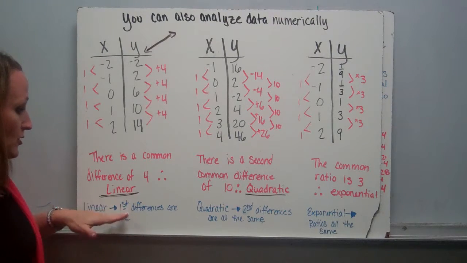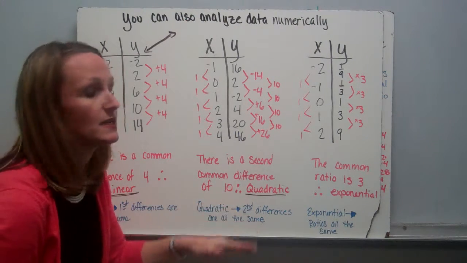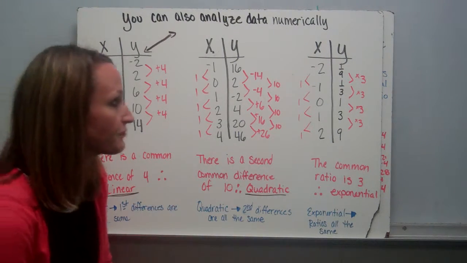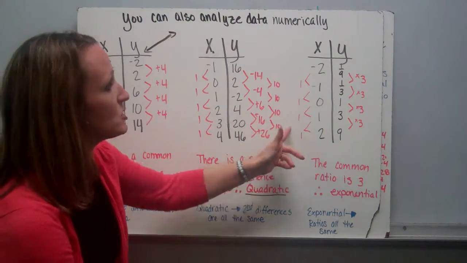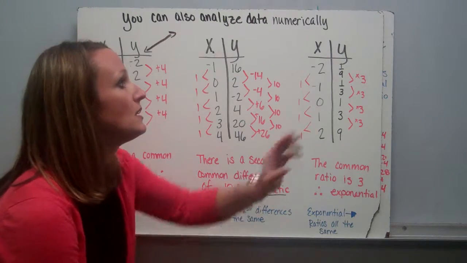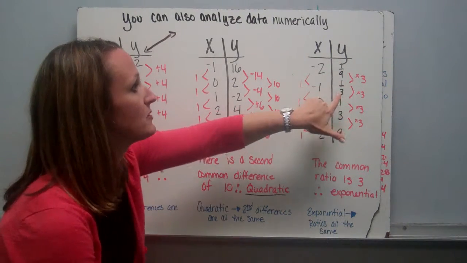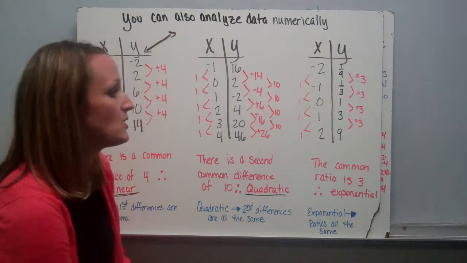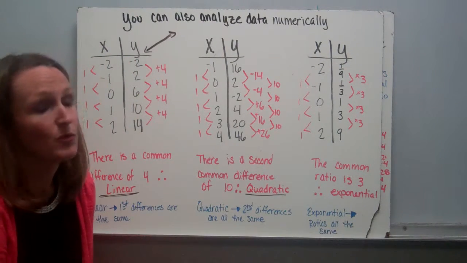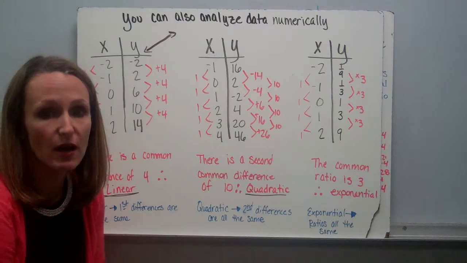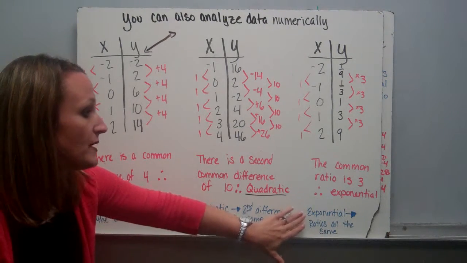So linear, the first difference is the same. Quadratic, it's the second difference that is the same. Okay, so now we want to look over here. Again, our x values are each 1 apart, which is very typical. What's happening with the y? Times 3, times 3, times 3. So this time we have a common ratio of 3. It could be multiplied, it could be divided, but when we have a common ratio, then we know it's exponential.